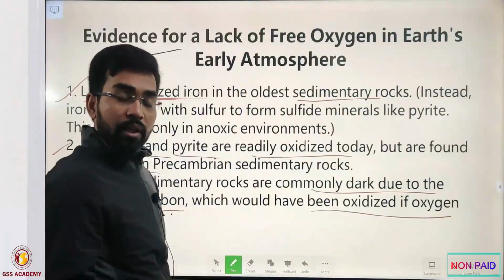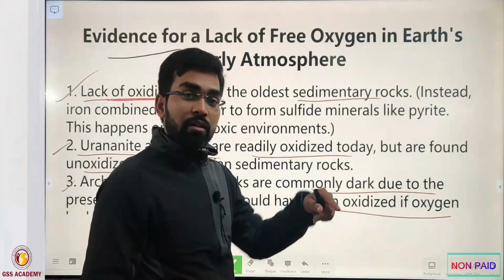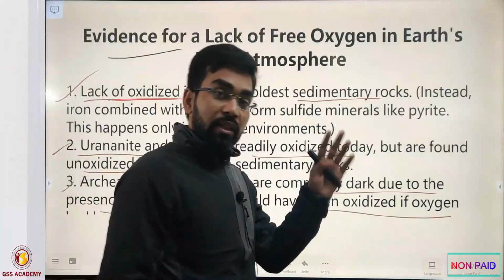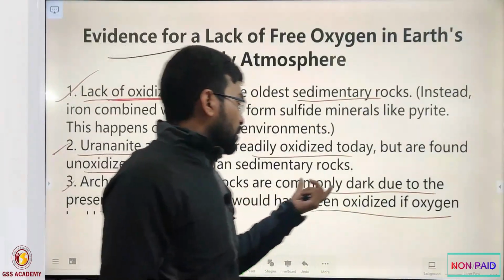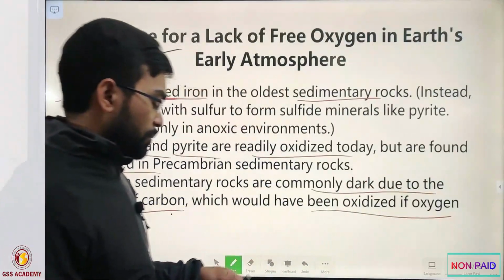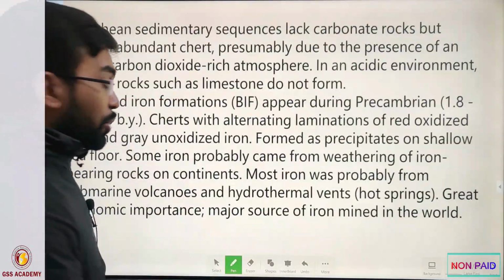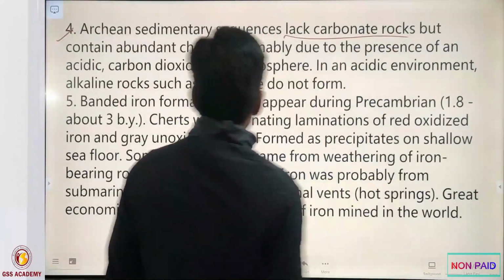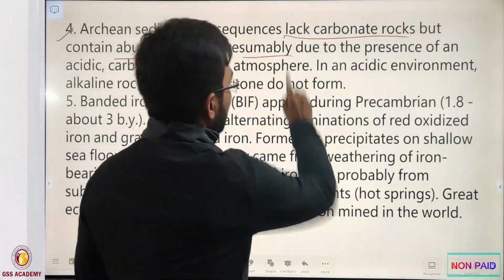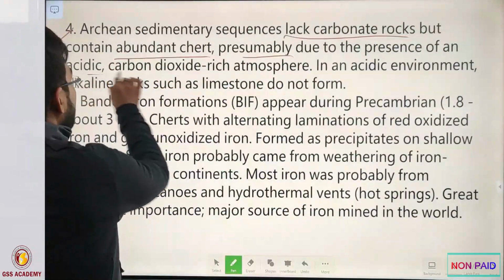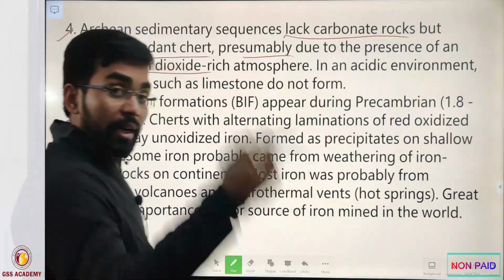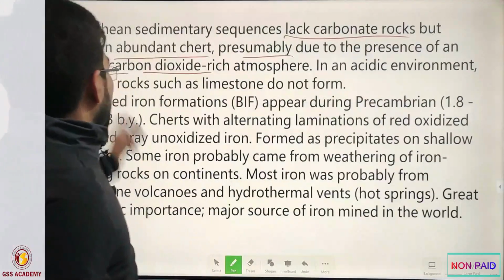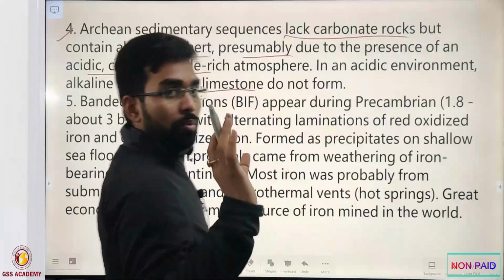oxidized if oxygen were there. If oxygen were there, then this carbon must be oxidized, but at that time there was no oxygen. That is why these commonly appear in dark color. Furthermore, Archean sedimentary sequences lack carbonate rocks but contain abundant chert, presumably due to the presence of an acidic carbon dioxide rich atmosphere. At that time the environment was more acidic. In an acidic environment, alkaline rocks such as limestone do not form, as we all know.